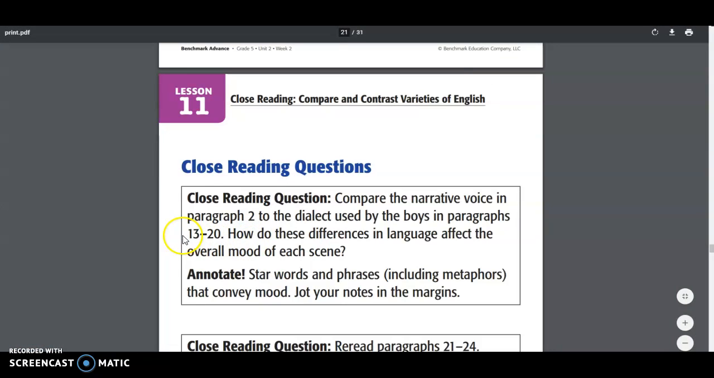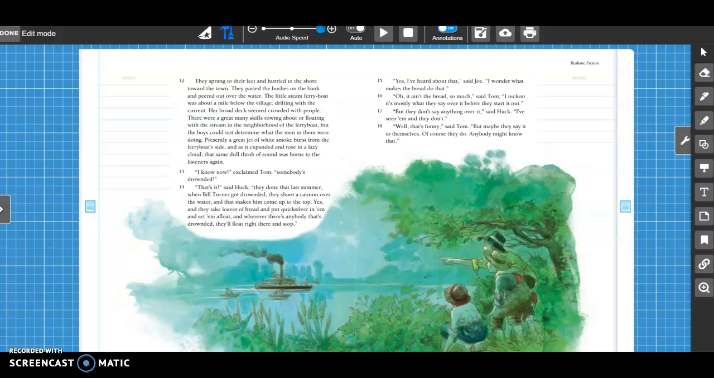Our close reading prompt says 13 through 20. So now we're going to look at 13 through 20. And I'm going to read this because this is where Tom and them start to talk. "So I know now," explained Tom, "somebody's drowned." So remember, they came across a steamship or a ferry boat and they heard this noise, and they already know at this point kind of what that noise is.